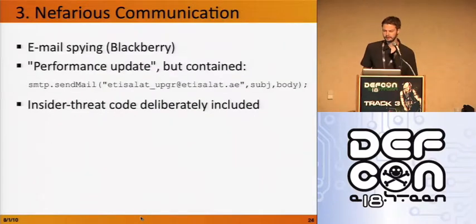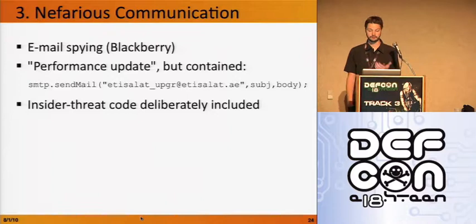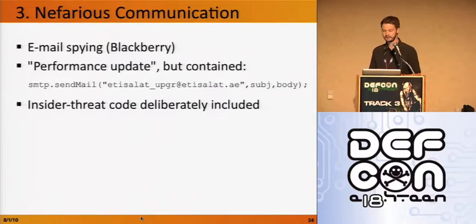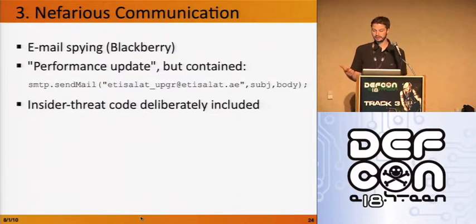The email, so the BlackBerry email spying case. In a particular country, this update was advertised as a performance update. When you actually decompiled the performance update, you found the following piece of code. It contains some forwarding mechanism so that for each mail you receive on your BlackBerry, it was also forwarded to that particular address. That was deliberately put into the code, and it was there to comply with regulations.